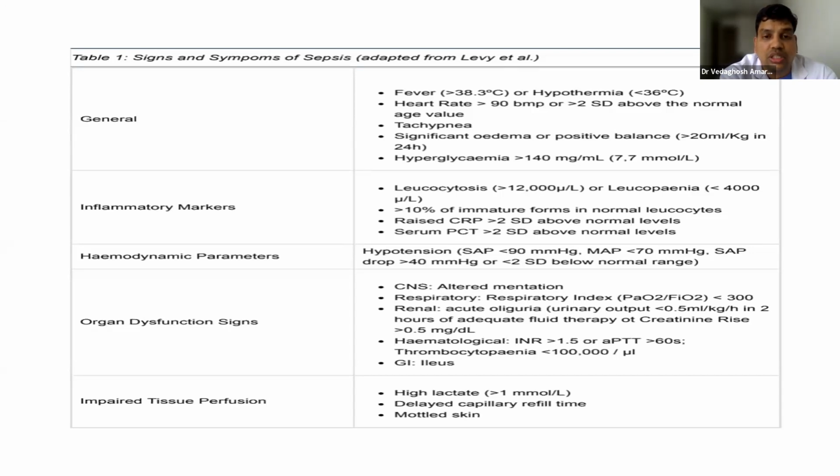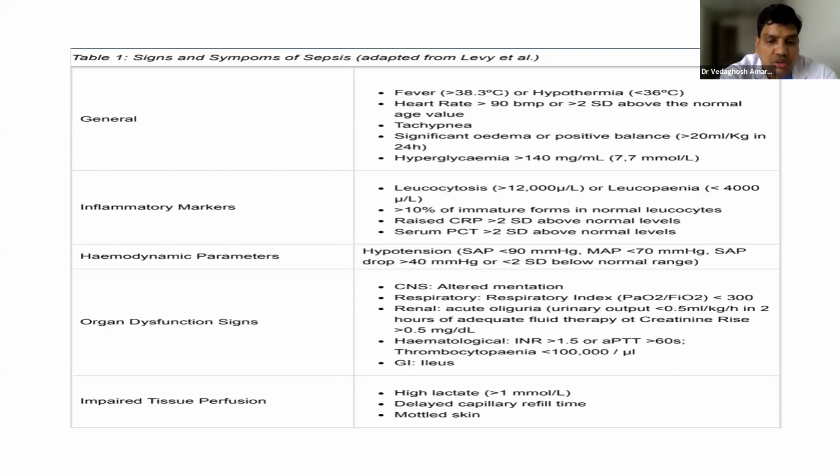When you do investigations, there can be leukocytosis or leukopenia, that means a WBC count greater than 12,000 or less than 4,000, and there might be raised CRP and procalcitonin. In hemodynamics, the patient will have systolic blood pressure less than 90 and mean arterial pressure less than 70. And there are organ dysfunction signs, like the patient may have altered mentation, and the respiratory index like PF ratio might be less than 300. The patient might have oliguria, like urinary output less than 0.5 ml per kg per hour. The patient may have different hematological parameters like INR greater than 1.5, platelets less than 1 lakh, and he might also have ileus.